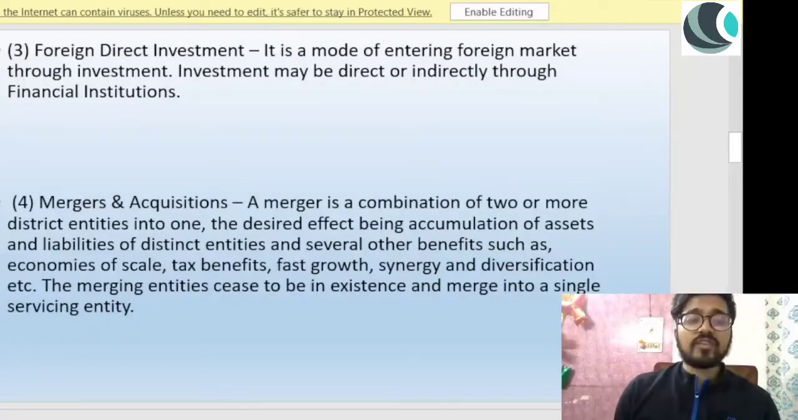Next up is merger and acquisition. So a merger is a combination of two or more distinct entities into one, the desired effect being accumulation of assets and liabilities of distinct entities and several other benefits such as economies of scale, tax benefits, fast growth, synergy and diversification, etc. So you guys must have heard about the Vodafone and Idea merger, right?